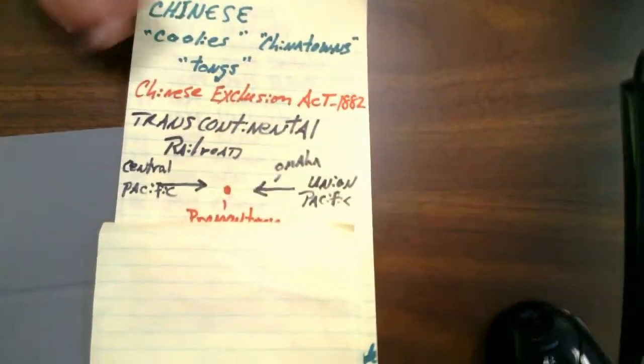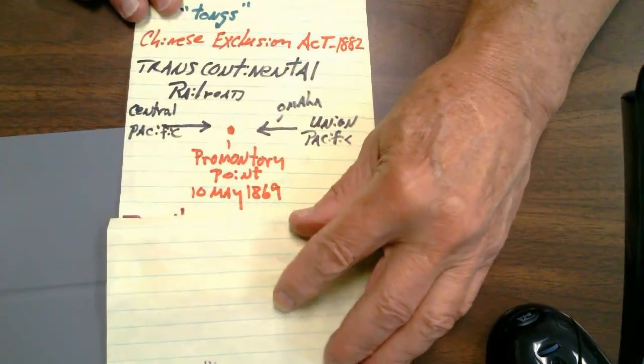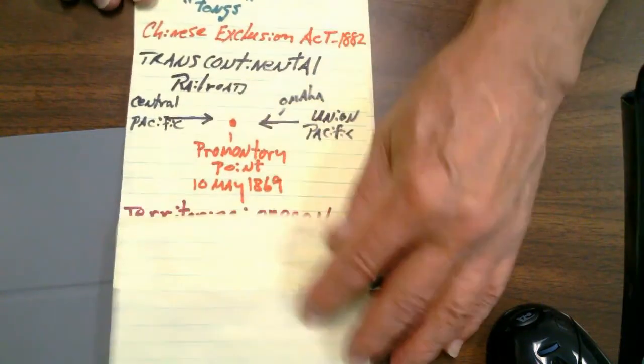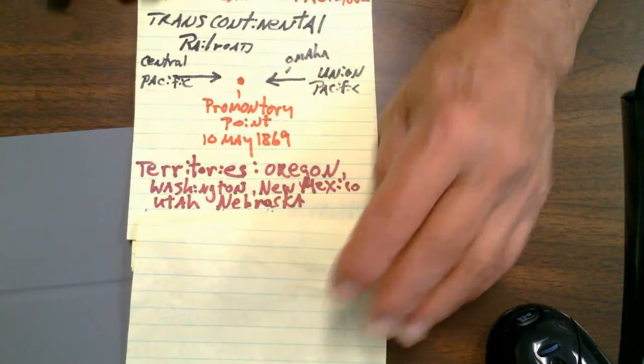So let's go back to the document camera here, and here we go here, folks. And that's the date I was giving to you a few minutes ago. I don't hold you responsible for dates in this class here. But this is 10th of May in 1869. Okay, so let's move right along here, folks.